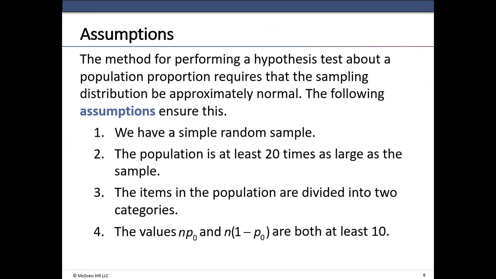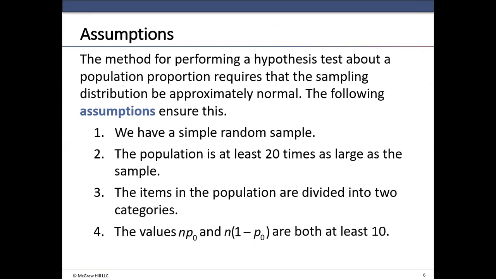The following assumptions ensure this. We have a simple random sample. The population is at least 20 times as large as the sample. The items in the population are divided into two categories, success and failure. The values of n p0 and n times (1 minus p0) are both at least 10.